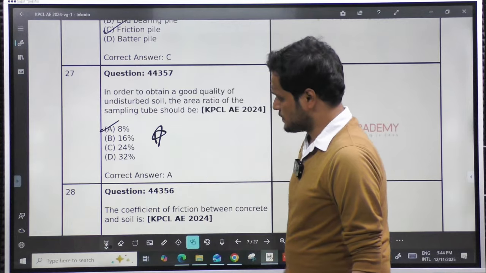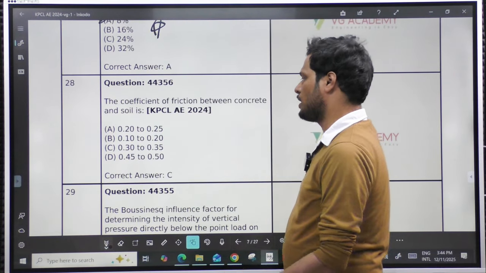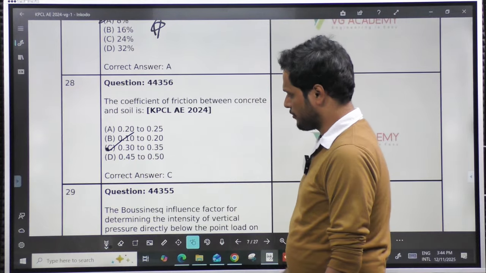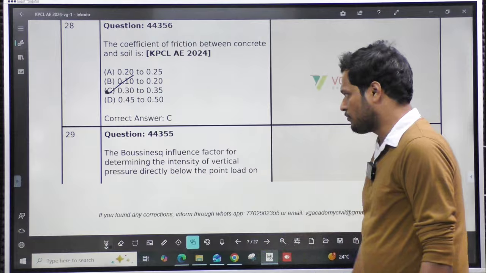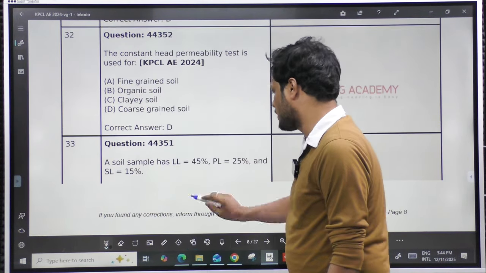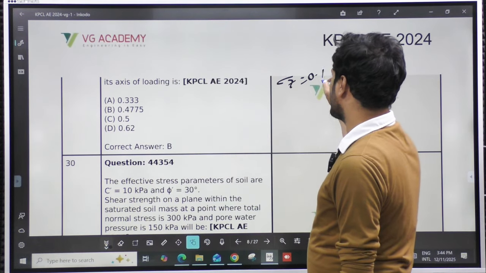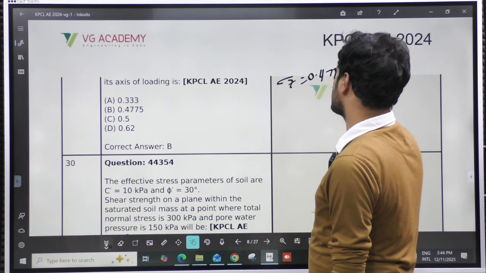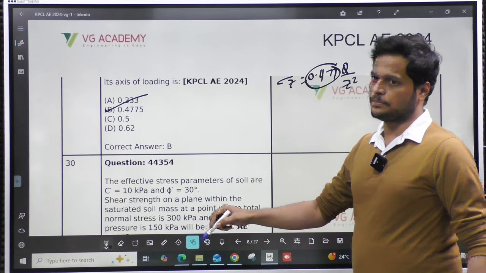Standard repeated questions. The coefficient of friction between concrete and soil is 0.3 to 0.35. Standard. The Boussinesq influence factor for determining the load intensity of a vertical pressure load below the point load: below the point load, sigma z is equal to 0.477 Q by z square. So 0.477, option B.